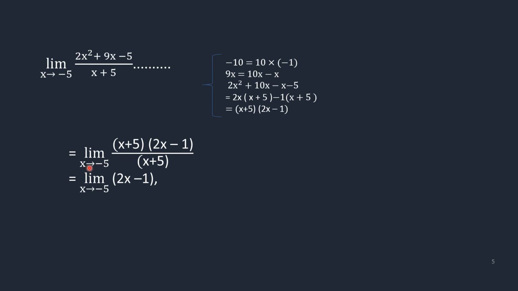Now as x approaches minus 5, x is not equal to minus 5, which means x plus 5 is not equal to 0. Therefore, the factor x plus 5 gets cancelled from numerator and denominator. So our limit reduces to the limit of 2x minus 1 as x approaches minus 5. This limit we can solve by direct substitution by putting x equals minus 5. So it becomes 2 multiplied by minus 5 minus 1, which will be minus 10 minus 1, which will be minus 11.